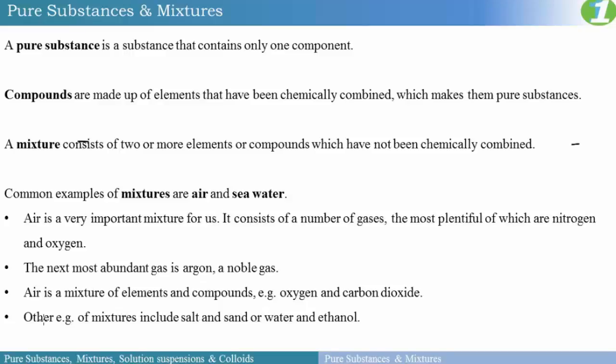Here are some common examples of mixtures. Air, which is made up of different gases, is a mixture. Seawater is also a mixture because it is made up of water and salt. In this case, the salt is sodium chloride. Of course, there are many other types of mixtures, including salt and sand, water and ethanol, or anything that you can combine physically. That would be considered a mixture.